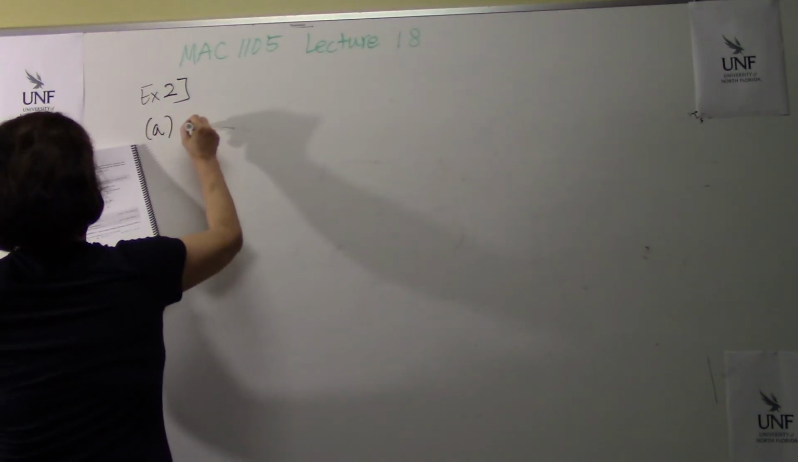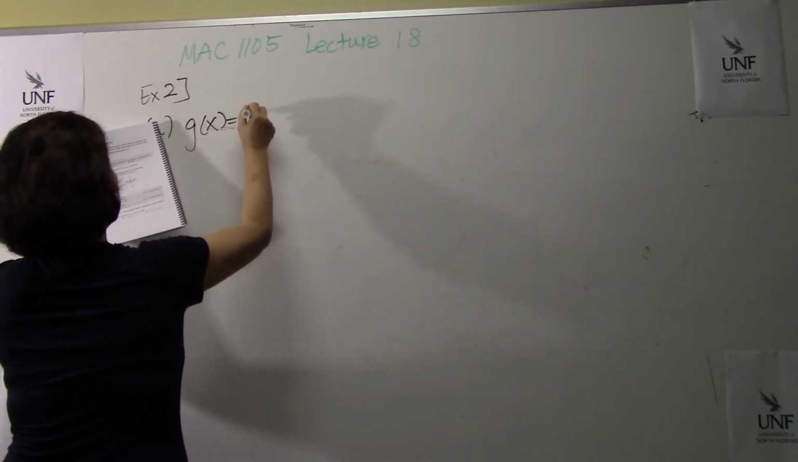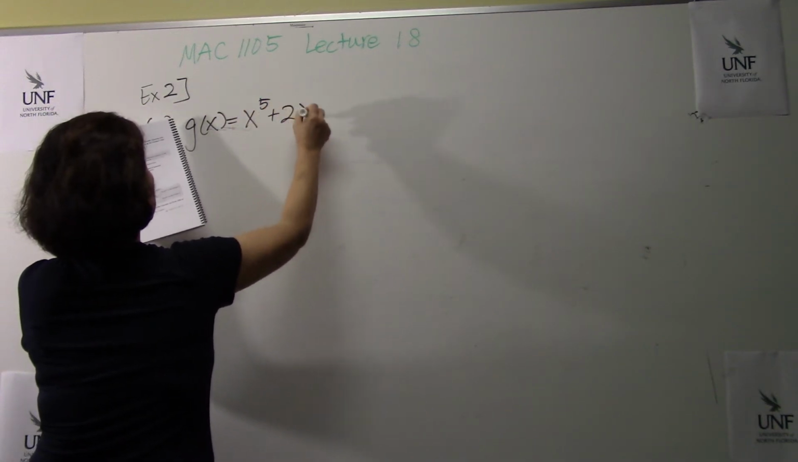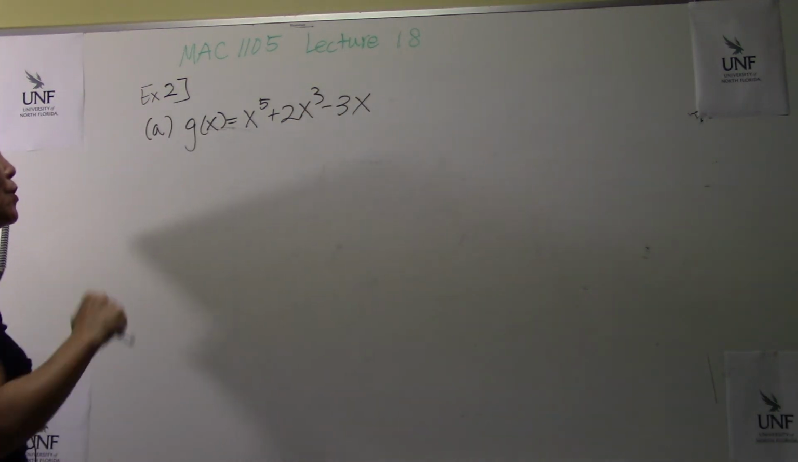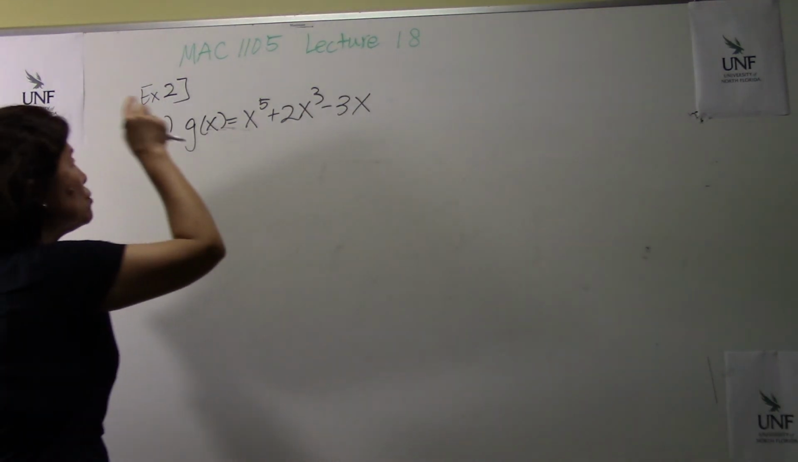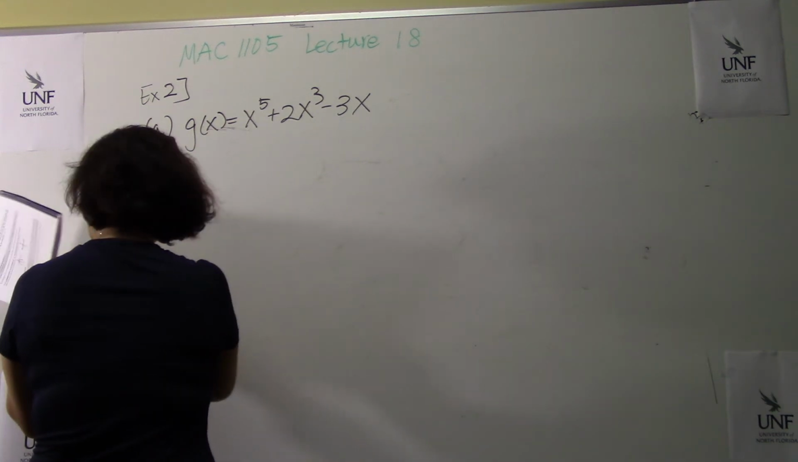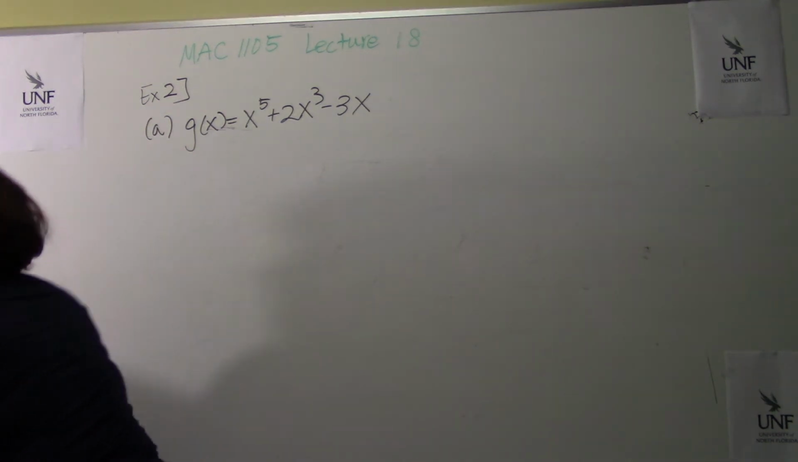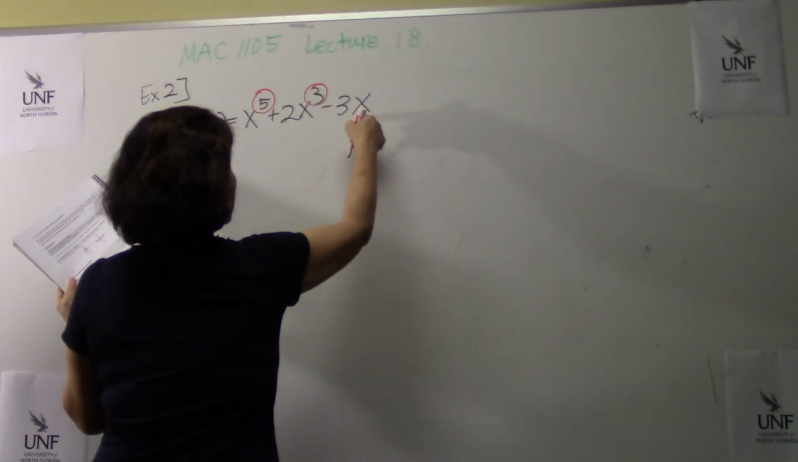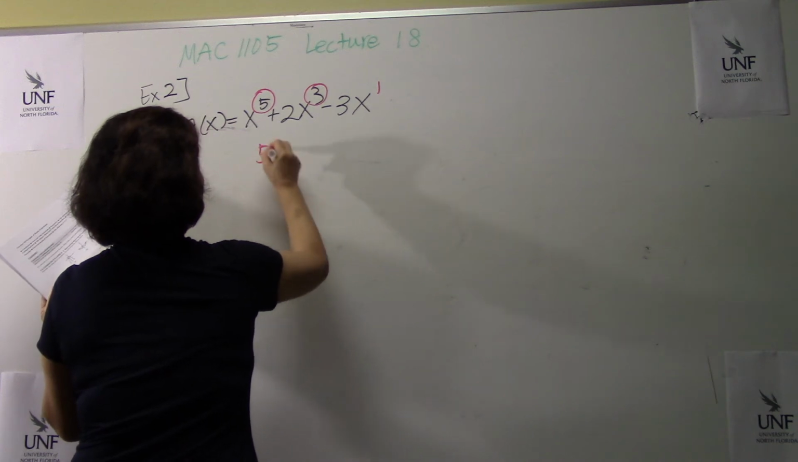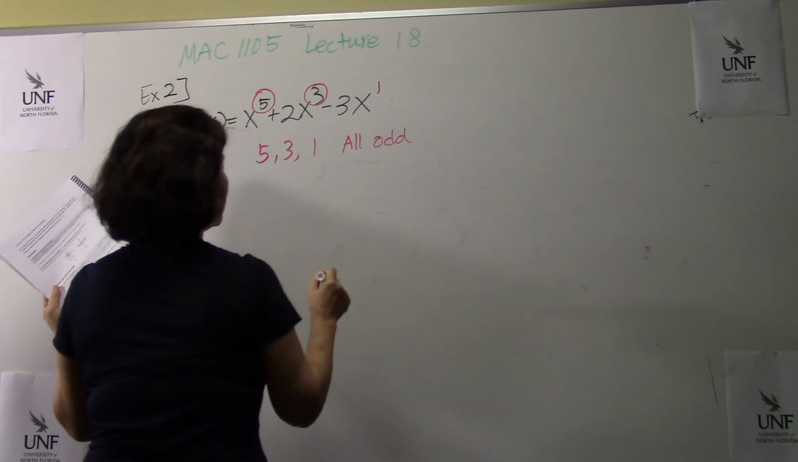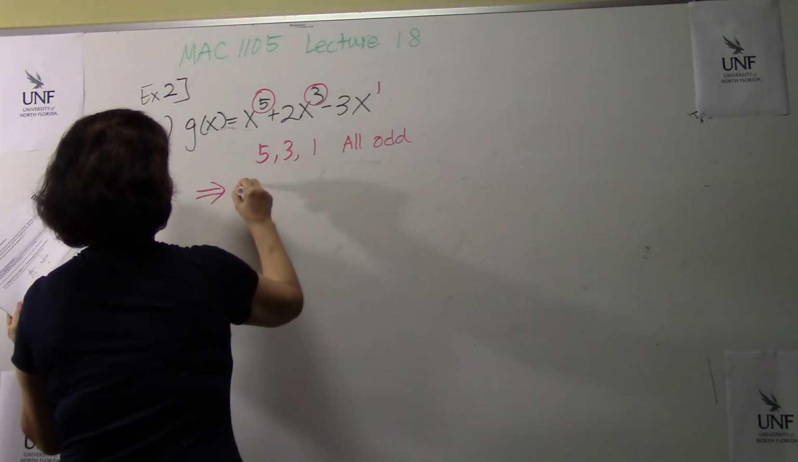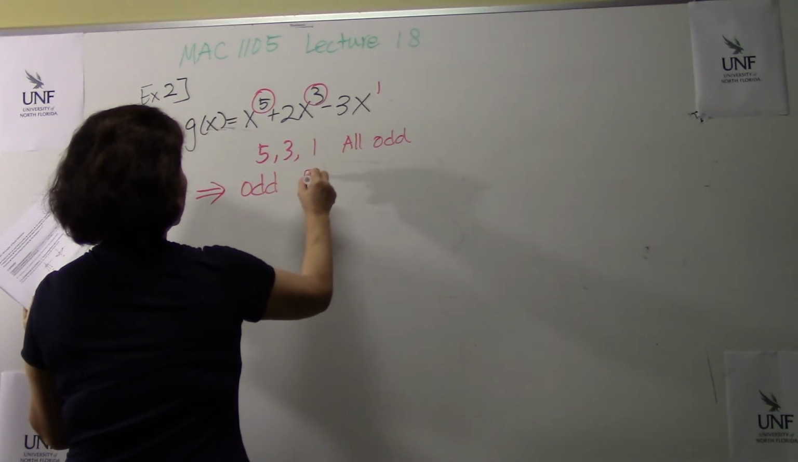Part A: g of x equals x to the 5th plus 2x cubed minus 3x. When you have a polynomial function, really, just look at the power. Those powers are 5, 3, and 1. So 5 and 3 and 1, they are all odd powers. In that case, we call this function an odd function.